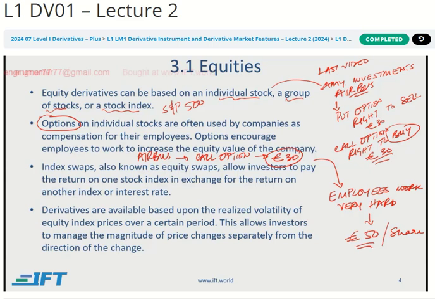So options, specifically call options, are used by companies as compensation for their employees to motivate them, to encourage them to work hard and increase the equity value of the company. And put options will be used by investment companies to safeguard their investments so that they have a right to sell at a minimum price. And if it goes up, obviously they will not exercise that right.